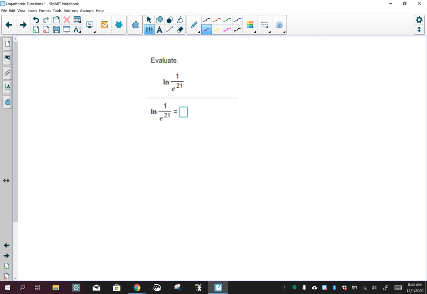When I have a fraction, that's okay. Just rewrite it so that the e has a negative exponent. So you have the natural log of e to the negative 21. Now this turns into the problem that we looked at a few minutes ago, which means that my answer is this negative 21, and that's what goes into that box. Okay.